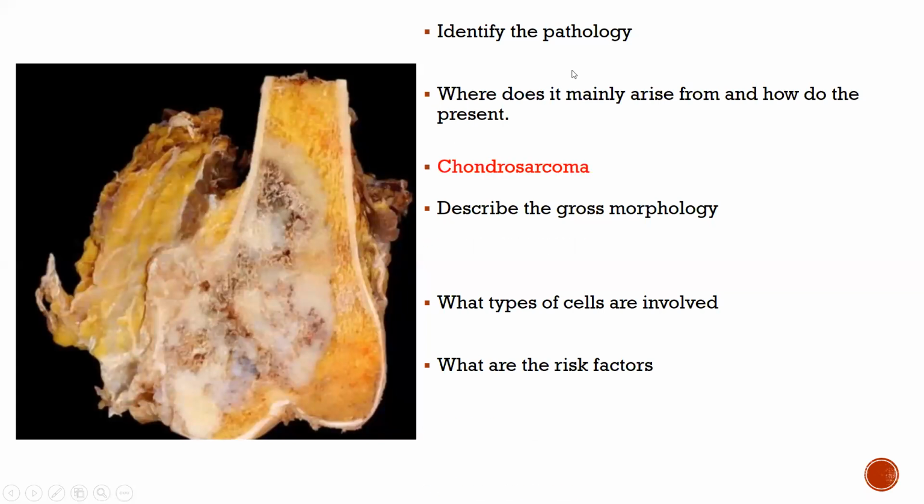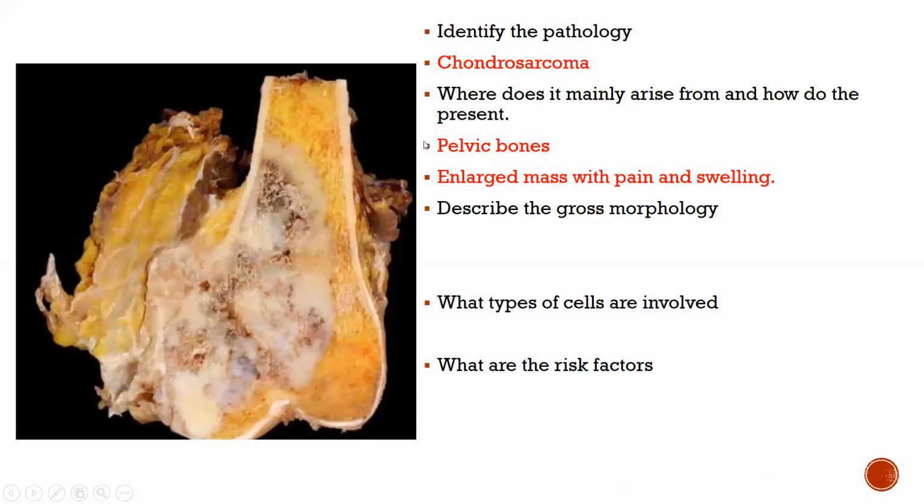Okay. The pathology of this is chondrosarcoma, okay, which comes from cartilage. Where does it mainly arise from, and how does it present? Presentation, I mean, in terms of clinical features. I mean, what brings the patient to the hospital? Okay. So you'd see this one in the pelvic bones. This being the femur should also be there, but I just had to pick out the pelvic bones. Okay, there's an enlarged mass with pain and swelling. That's the main thing that is going to bring the patient to the hospital.